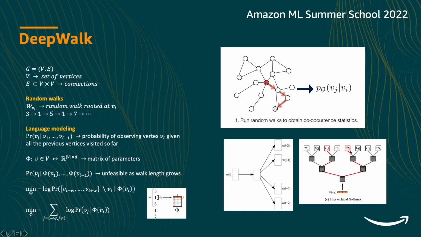Here all the leaves represent the nodes of the graph, and the way we calculate the probability of visiting a node is that we take the product of probabilities of going left and right. If we want to predict the probability of node V3 here, it's a bunch of binary classification probabilities: the probability of going left, then right, and again left from the root node.